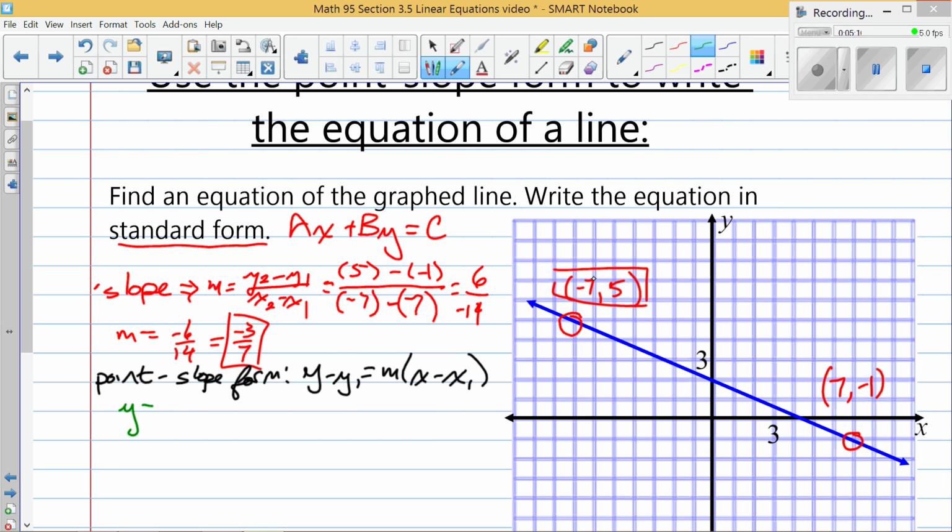Y minus, I'm going to use this one, so y minus 5 should equal my slope, which is negative 3/7, times x, and x is going to be subtracting this negative 7. I'm going to just work through the algebra here. Y minus 5 is going to equal negative 3/7 x. And then I've got a bunch of negatives here, so x minus negative 7, that was a positive, and then times negative 3/7. I'm going to do some magic here. This is going to wind up being just a minus 3.